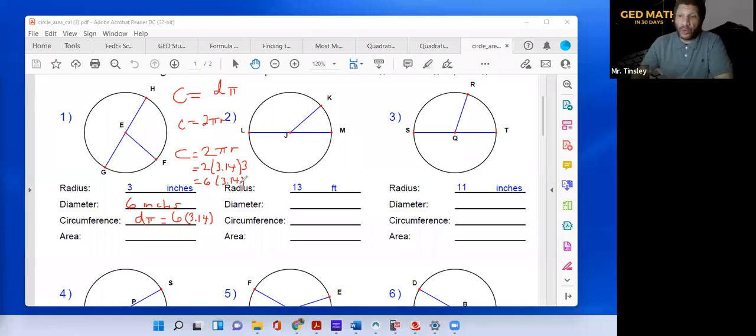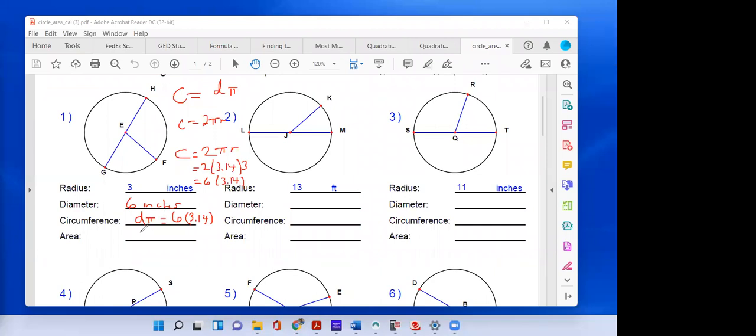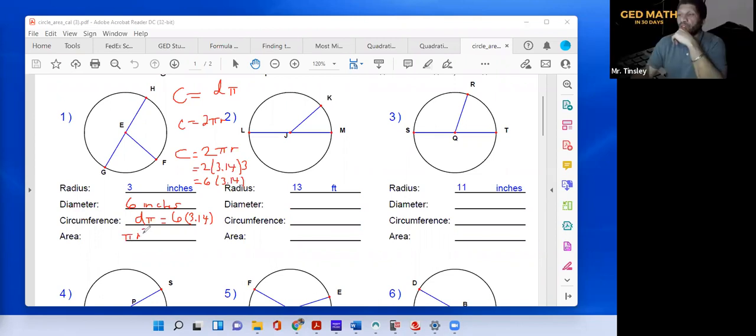Okay. Now let me ask you a question. Does anybody know the formula to find the area of a circle? Pi r squared. Right. So again, what you should be noticing is all these formulas are available on your formula sheet. Once you're used to using your formula sheet, all you're doing is plugging in. So pi r squared. What's pi?